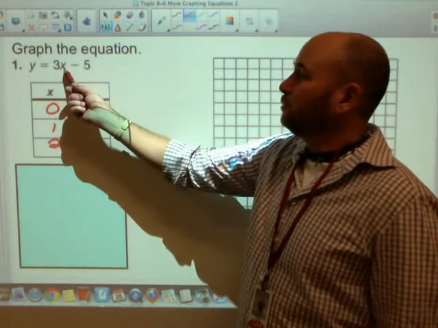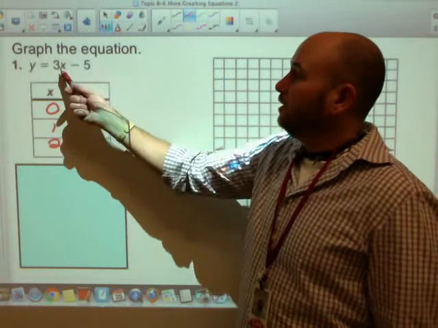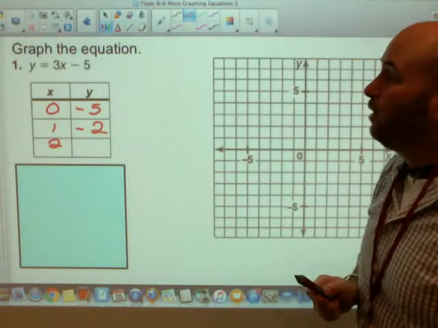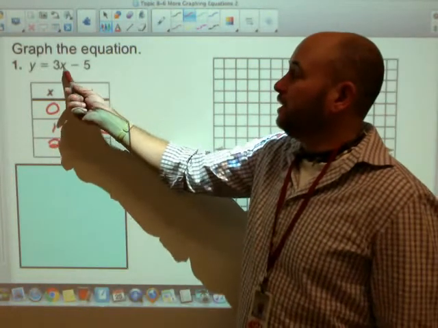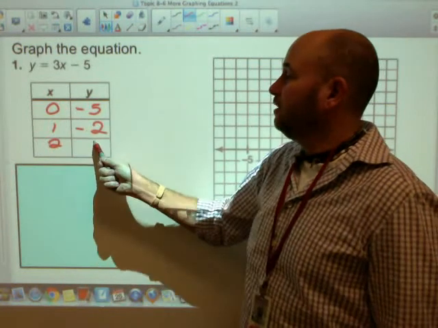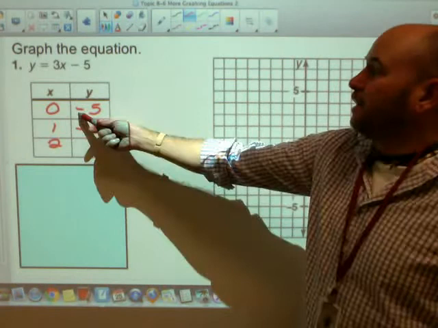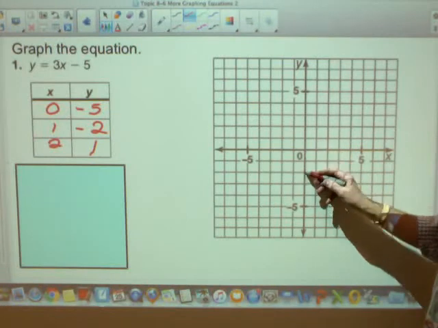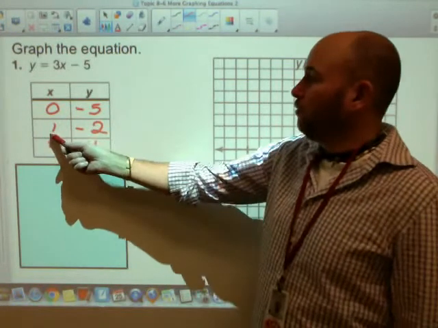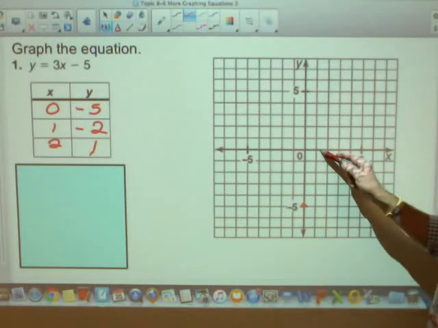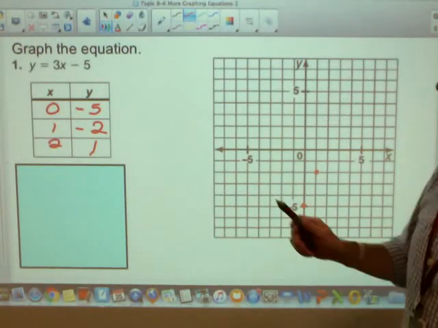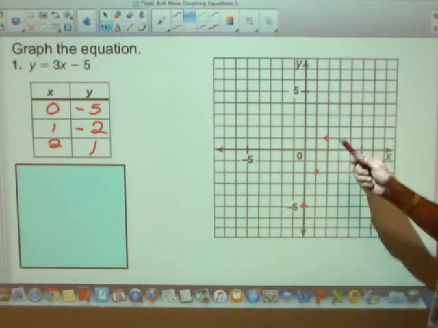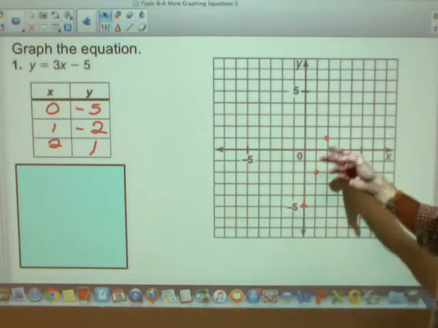1. 3 times 1 is 3. 3 minus 5 is a negative 2. Okay? And then we have 3 times 2 is 6 minus 5 is 1. Okay? So now I come over here and I'm going to plot 0, negative 5. So I will be down there. Then I'm going to come over 1, negative 2. Right there. Then I'm going to come over 2, positive 1. Now look at my nice straight line here. That's kind of neat because I have my 3 points there.